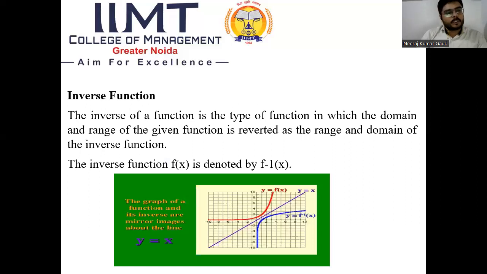Next is inverse function. The inverse of a function is the type of function in which the domain and the range of the given function are treated as the range and the domain of the inverse function. The inverse of function f is denoted by f inverse, but the inverse function exists only if the given function is bijective. That is, if a given function is one-one and onto, then we can find the inverse. Otherwise, we can't.